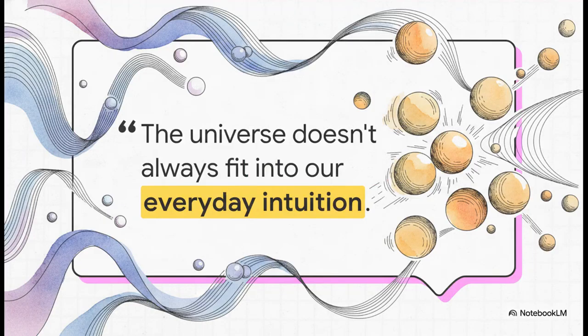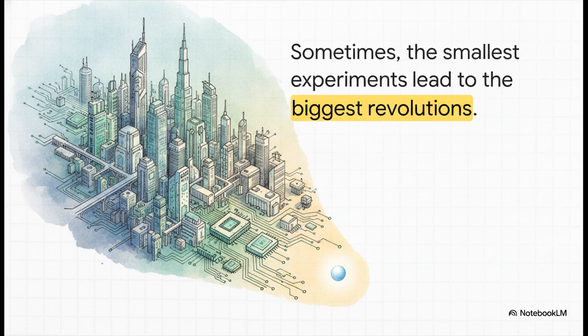reality. Electron diffraction ultimately revealed something extraordinary about reality. The universe doesn't always fit into our everyday intuition. Electrons are not simply little solid particles bouncing around like billiard balls. They're described by complex quantum wave functions that can produce interference and diffraction. It completely defies everything our daily human experience tells us should happen. This single discovery helped build the very foundations of quantum mechanics.